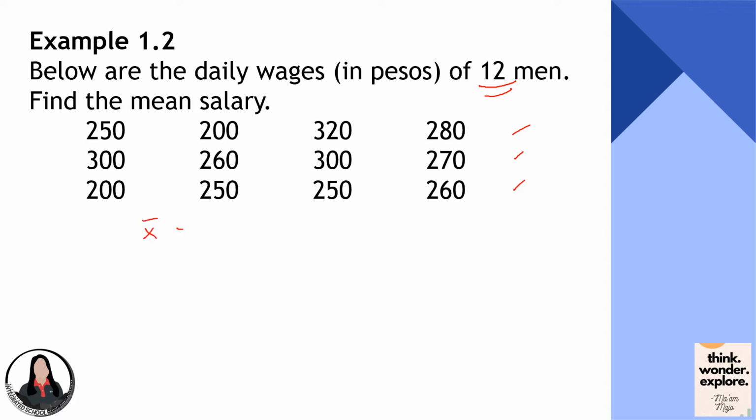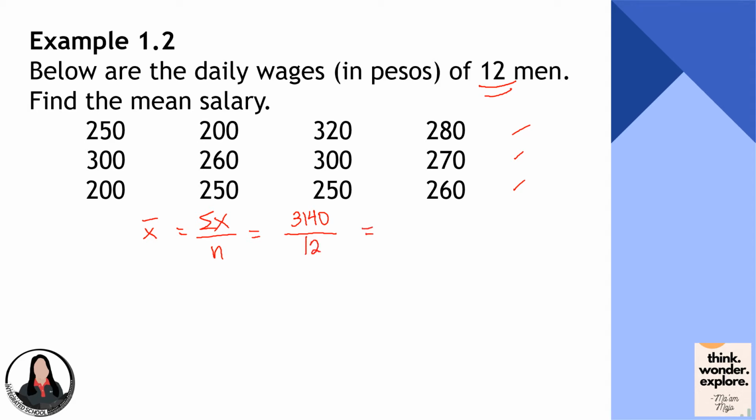So, we have x bar is equal to the summation of all x's all over n. Masyado nang mahaba ito kapag sinulat ko pa isa-isa. So, I want you to use your resources. Type this in your calculator. You add these 12 salaries and you'll get 3,140. Then all over the value of n, which is 12.